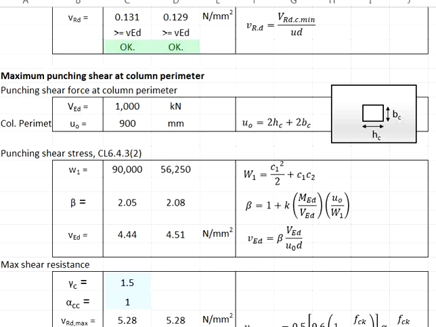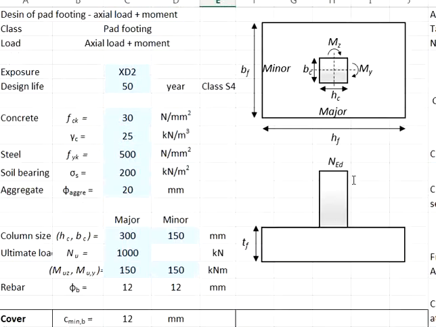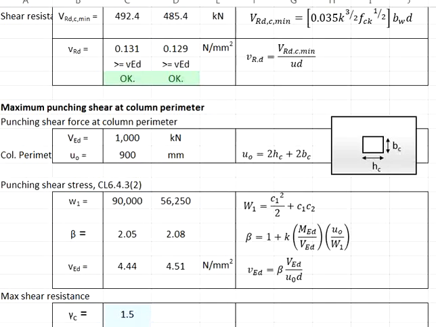To do this, we need to first determine the shear force. The maximum punching shear force is taken as equivalent to the axial load, which is 1000 kN in this case. And then this shear force is to be shared by the effective shear planes surrounding the column. Therefore, we need to determine the perimeter surrounding the column, which is U0.